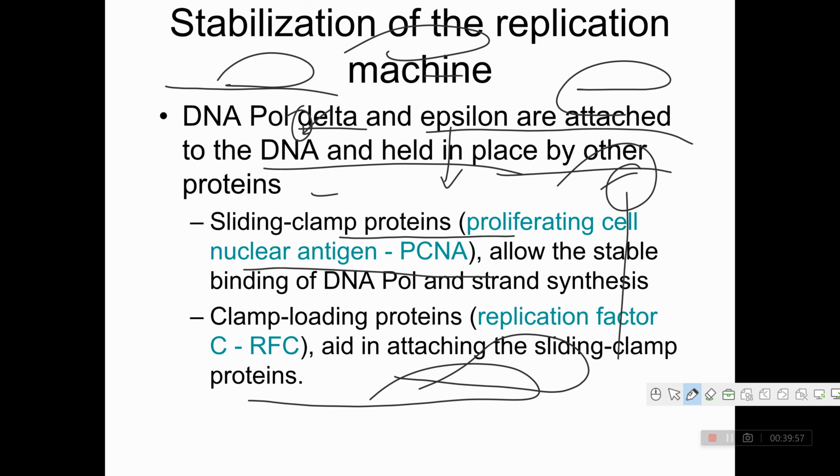The clamp loading protein helps in attaching the sliding clamp protein, right? That means in eukaryotes, the replication process takes place with the help of the clamp loading protein.